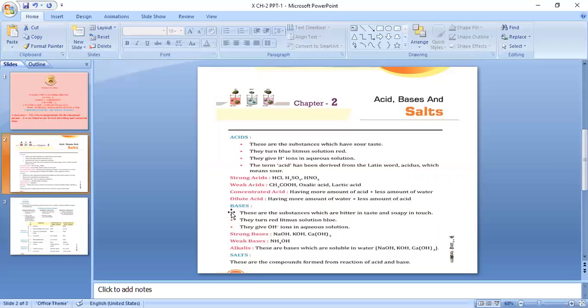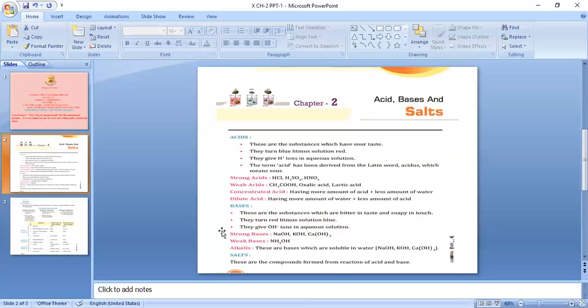What are bases? These are the substances which are bitter in taste and soapy to touch. When you touch them with your fingers, you will feel as if a soap is present between your fingers. Therefore, we say bases are soapy in touch. Bases turn red litmus solution into blue or red litmus paper into blue. They give OH minus ions only when we dissolve them in water. That is, they give OH minus ions in their aqueous solutions.